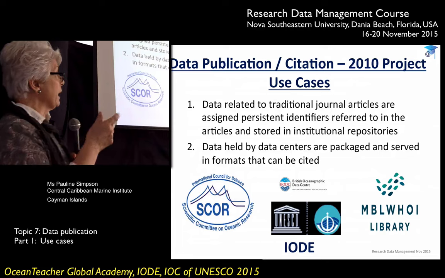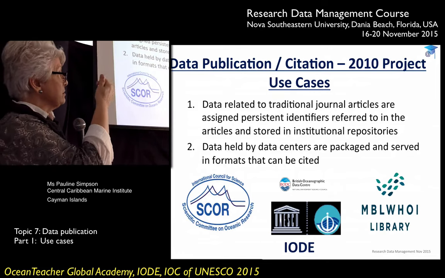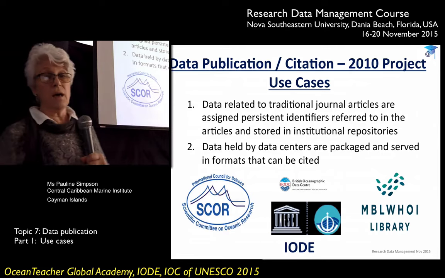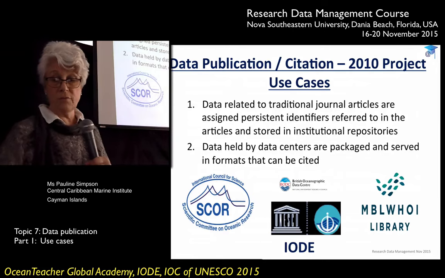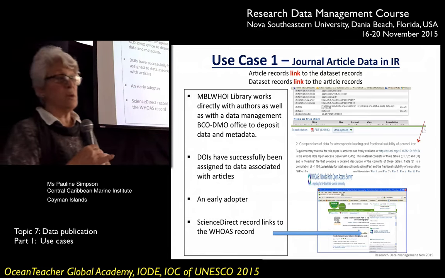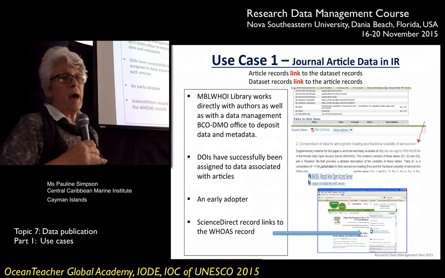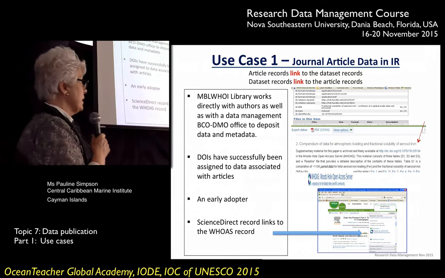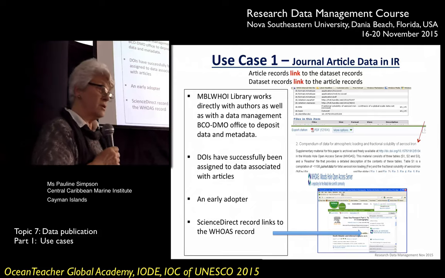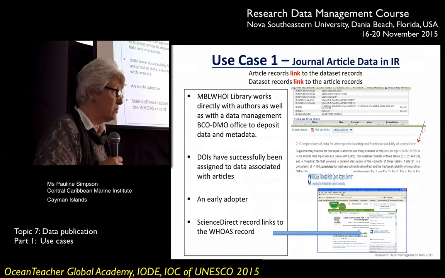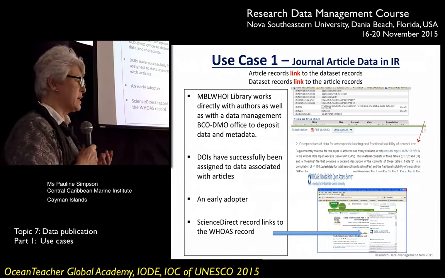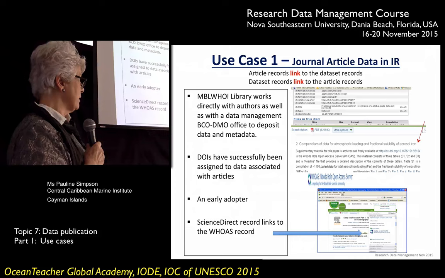It was about looking at data related to journal articles and allocating a DOI to them, and data in data centres being packaged and served. The first one was journal articles, and they did very well. They worked with the BCO-DMO data centre. They allocated DOIs to the data sets. They became a very early adopter. I mean, in 2010, they were an early adopter. Now, it's very standard to allocate DOIs to data sets, or more standard, let's say that. But in 2010, they were very early.